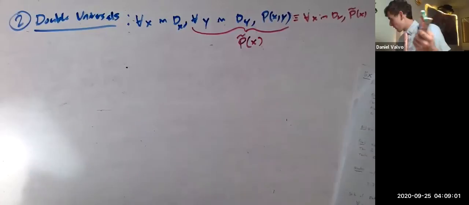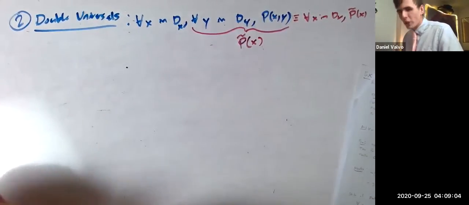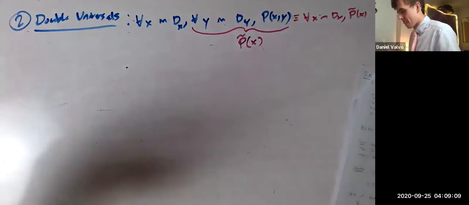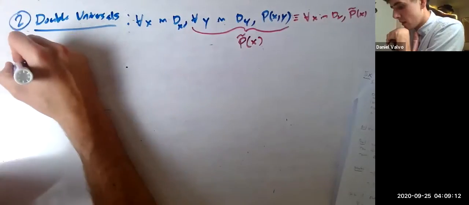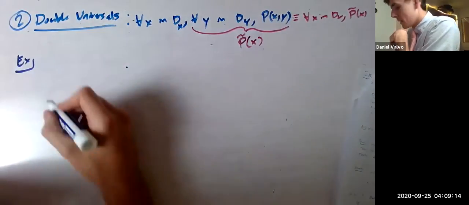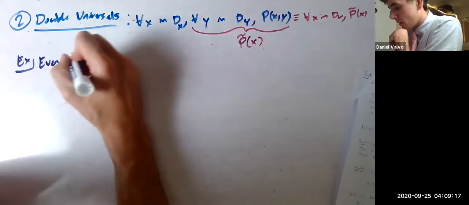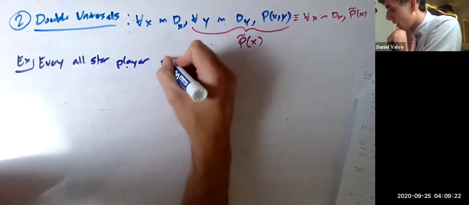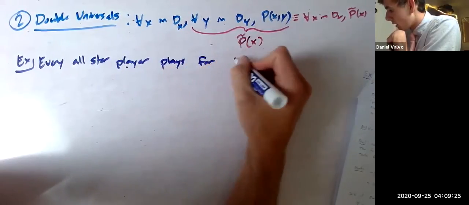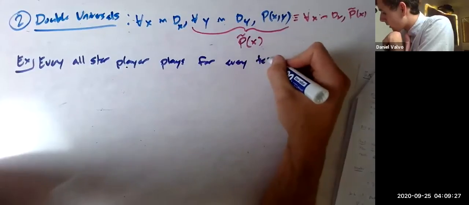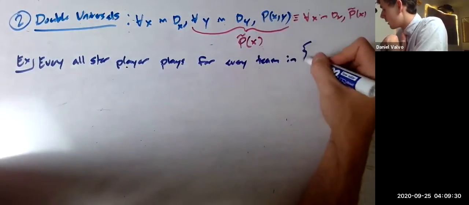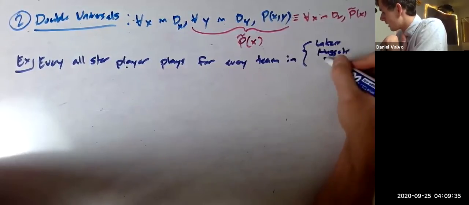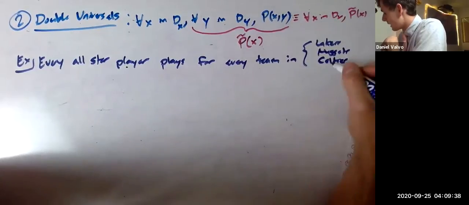So we're talking about double universals. So this is the point about double universals. They're really just a universal statement with the universal statement inside of it. So let's do an example. Example could be every all-star player plays for every team, and we had the Lakers, the Nuggets, the Celtics, and the Heat.